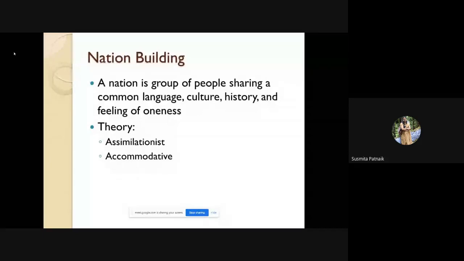The third one is history. We are having one history. We have gone through the ancient period, the Mughal period, and the British period.